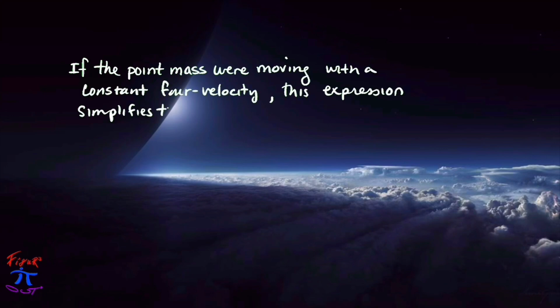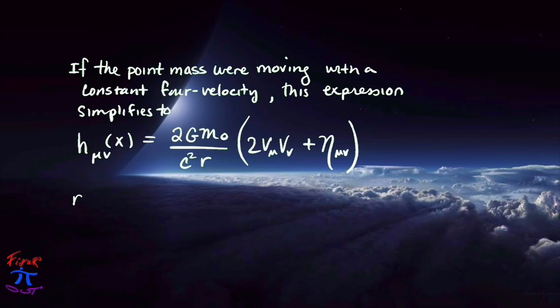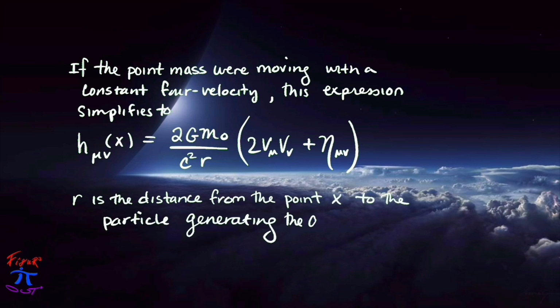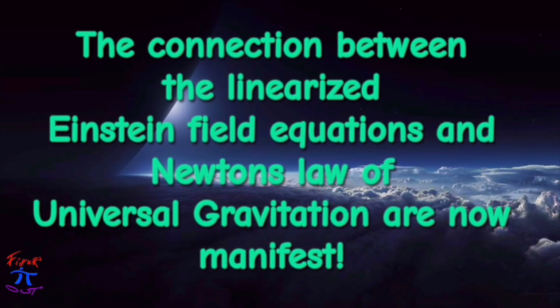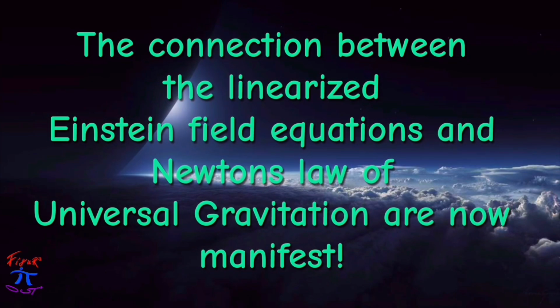If the point mass were moving with a constant 4-velocity, then this expression simplifies to h mu nu equal to this expression here, where r is the distance from the point x to the particle generating the gravitational field. From this, the connection between the linearized Einstein field equations and Newton's law of universal gravitation is now manifest.